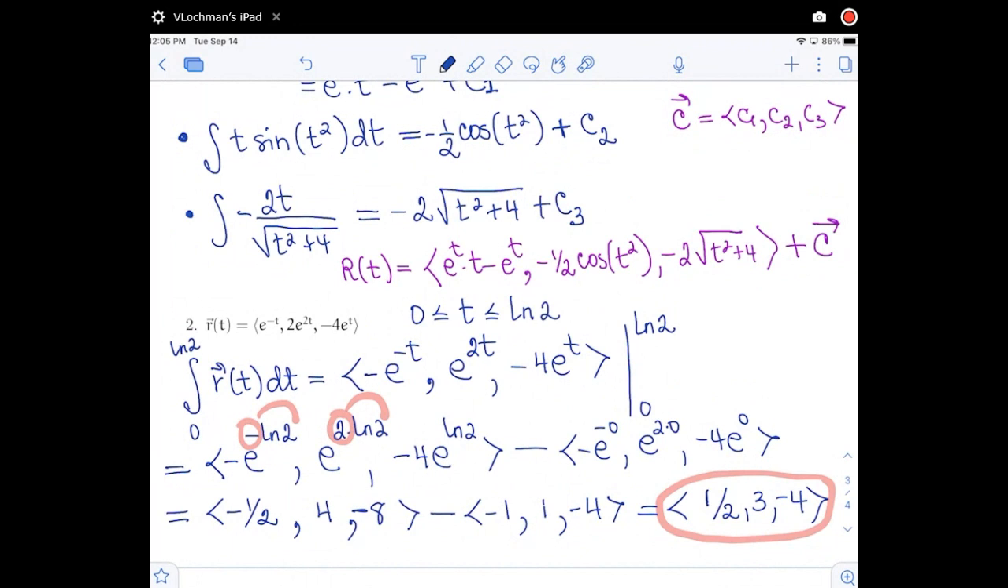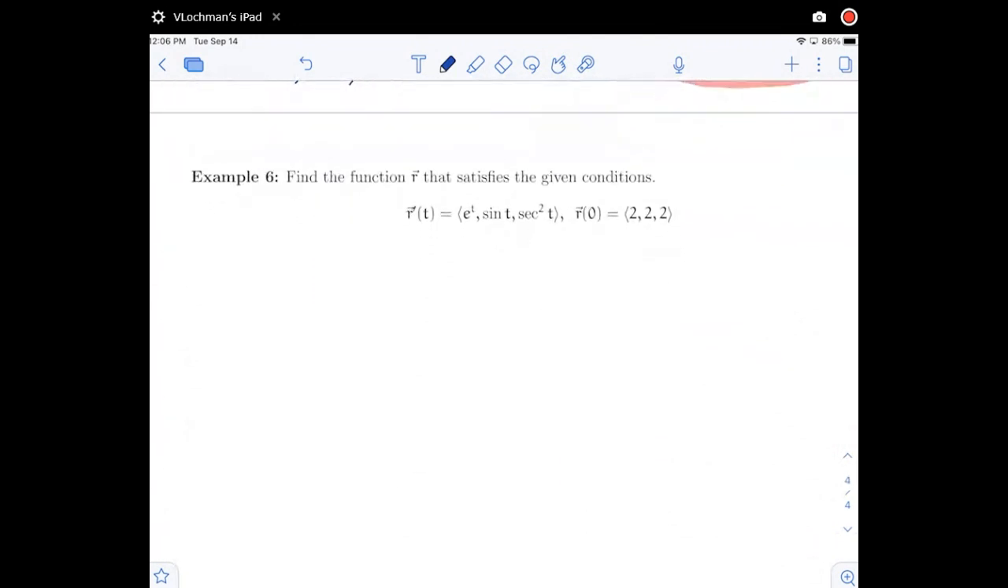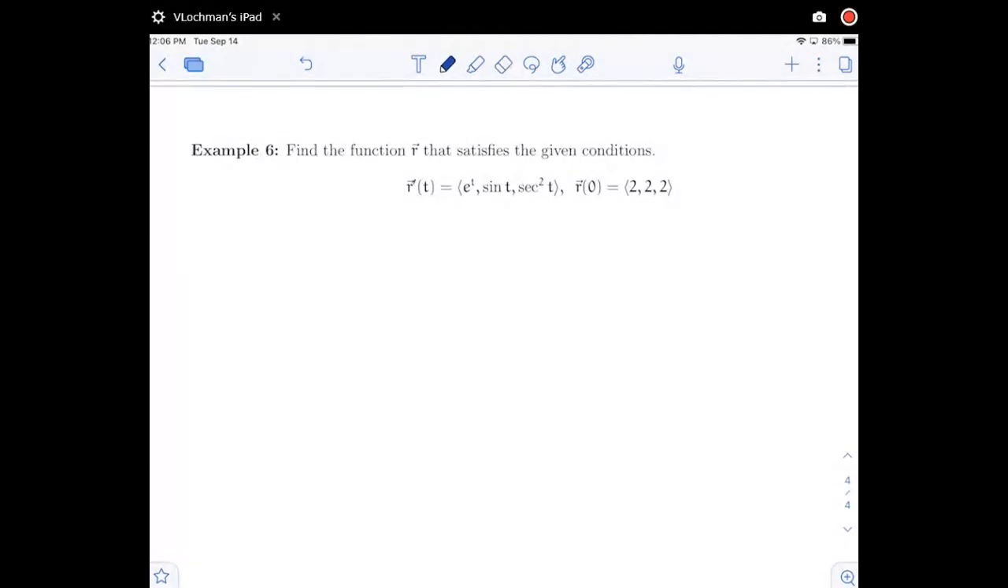All good? Okay, then let's take a look at the next logical problem that we would expect to see.